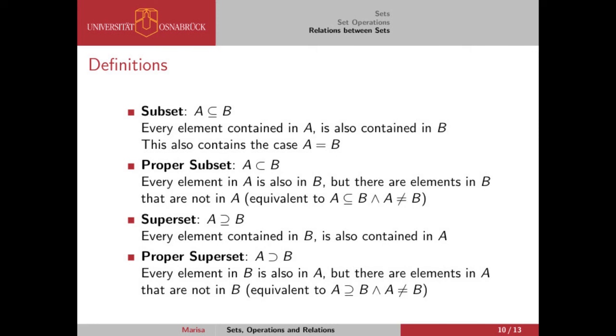A proper subset is a special subset. If A is a proper subset of B, every element from A is also an element from B, but there also have to be elements in B that are not elements from A. So this does not contain the case that the sets are equal. Superset and proper superset are basically the same concepts, but the other way around. If A is a subset of B, then B is called the superset of A. The same then also holds for the proper superset.